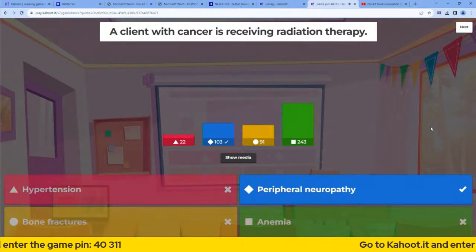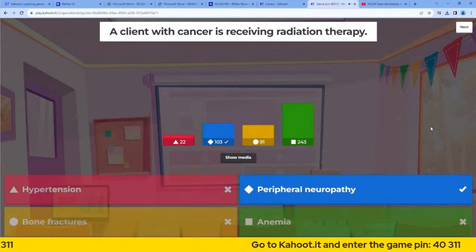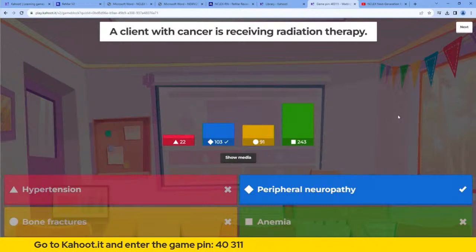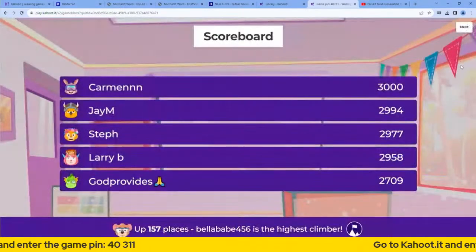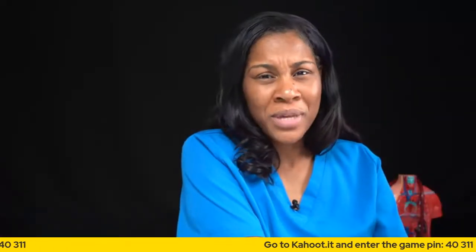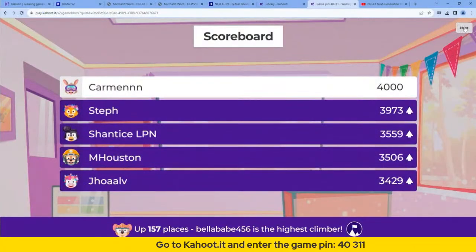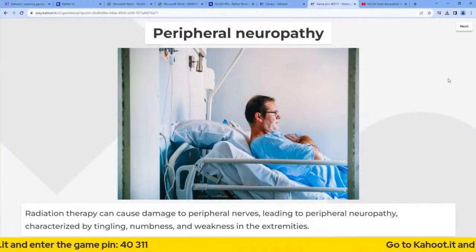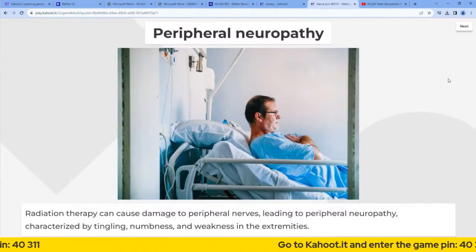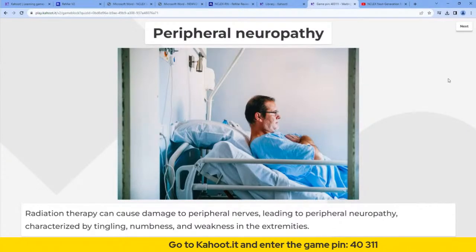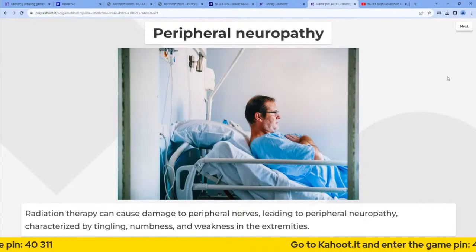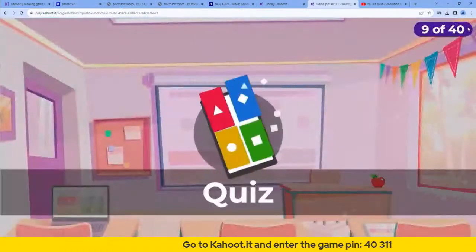A lot of people picked anemia, but the correct answer was peripheral neuropathy. Let us read about it. Anemia, I think you guys were thinking of maybe neutropenia, but you can let me know if you mixed it up. Radiation therapy can cause damage to the peripheral nerves, leading to peripheral neuropathy characterized by tingling, numbness, and weakness in the extremities, okay? And I think a lot of you now will be like, ah, I won't forget that one. Some of you got this one right though.